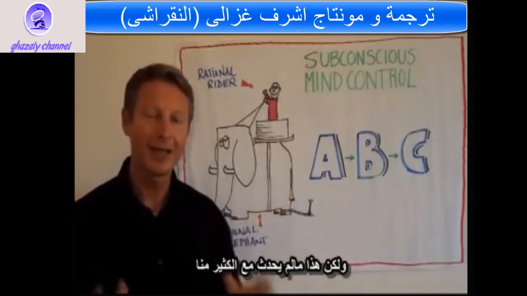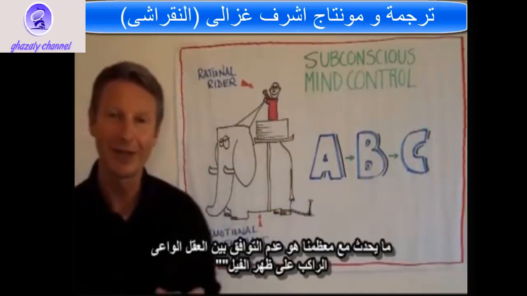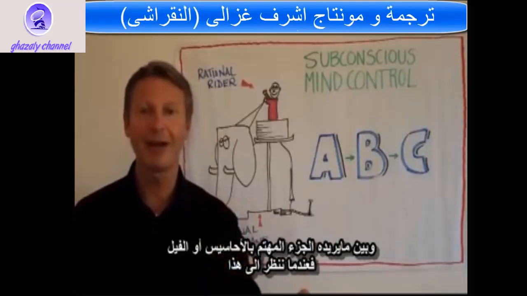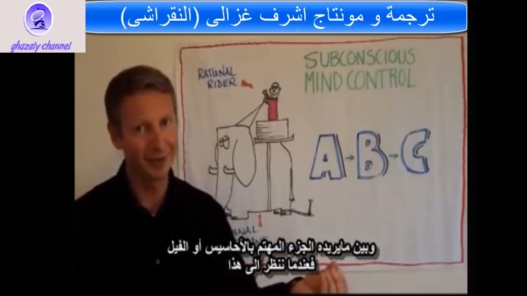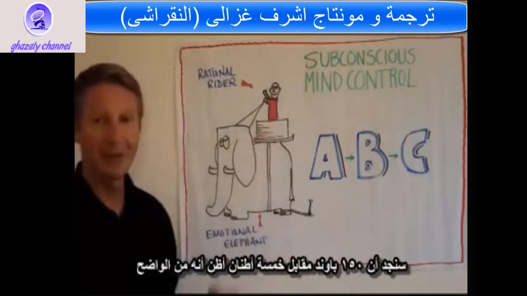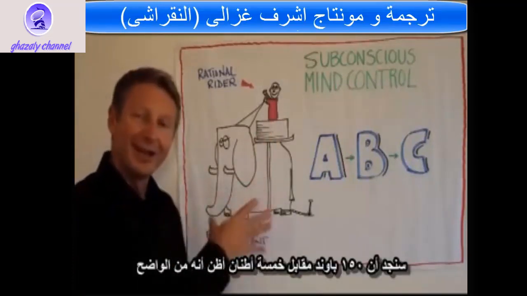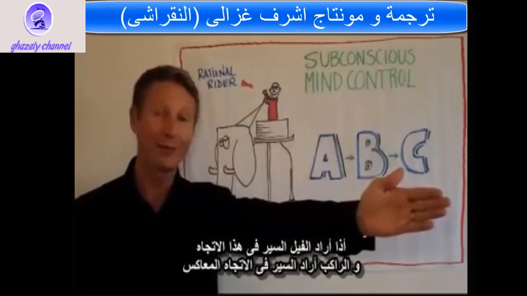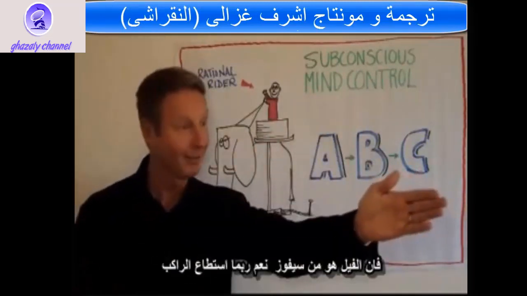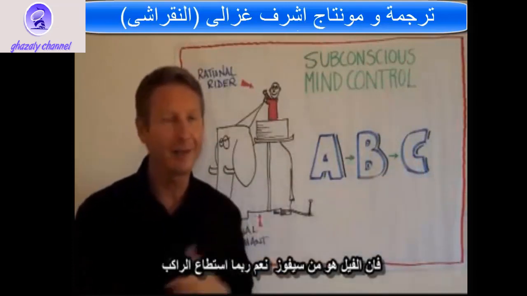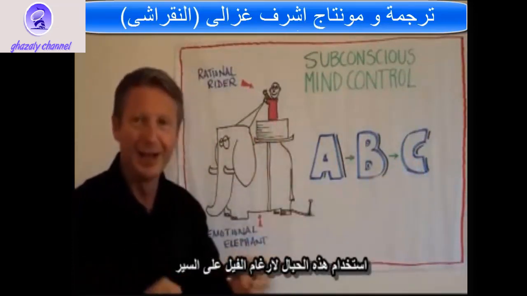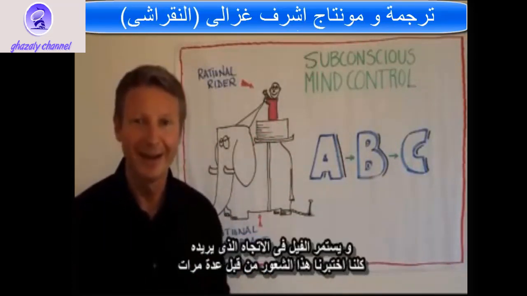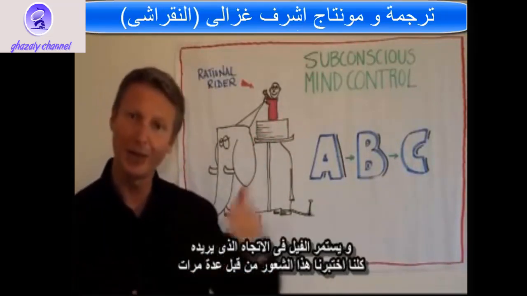Fairly straightforward. But that's not what happens for most of us. For most of us, there's often a misalignment between what the conscious mind, what the rational rider wants, and what the emotional elephant wants. Now, when you look at 150 pounds versus 5 tons, I think it's fairly obvious that if the elephant wants to go this way and the rider wants to go this way, well, the elephant's going to win. The rider may be able to use those reins for a short period of time, but it's not going to be long before his arms are going to wear out, and the elephant's going to get its way, and away it goes.